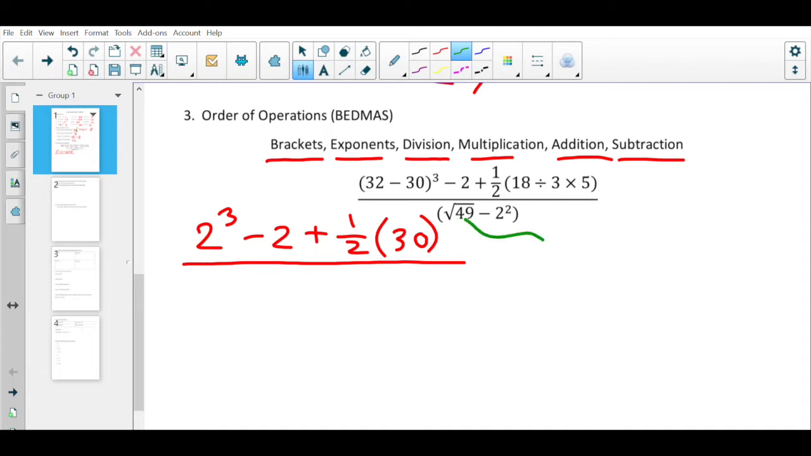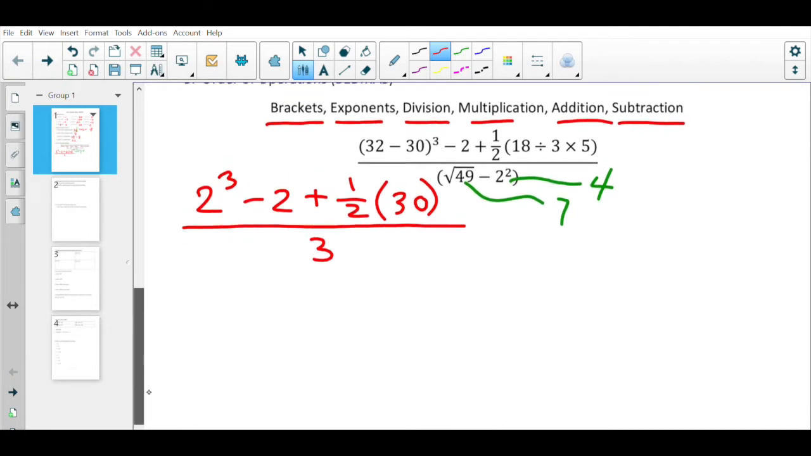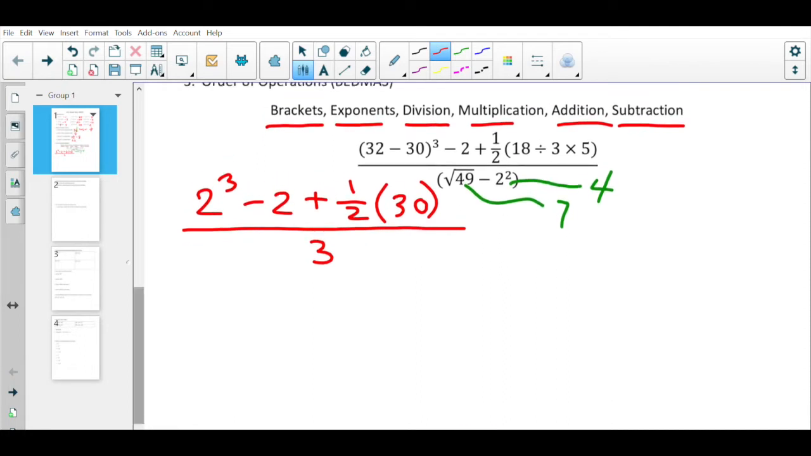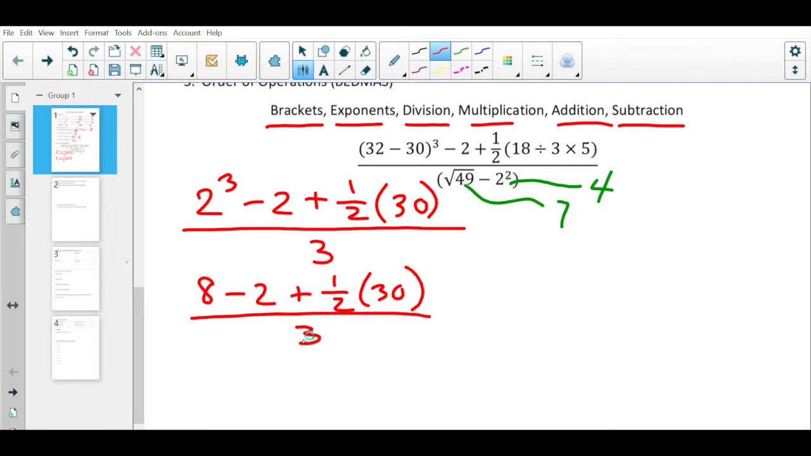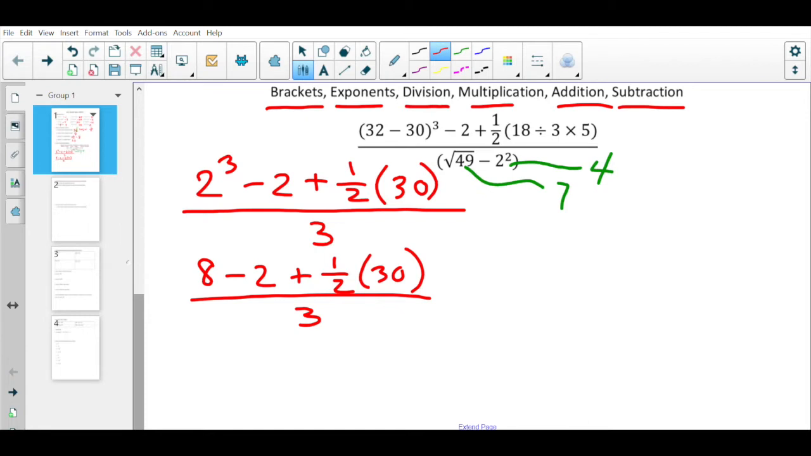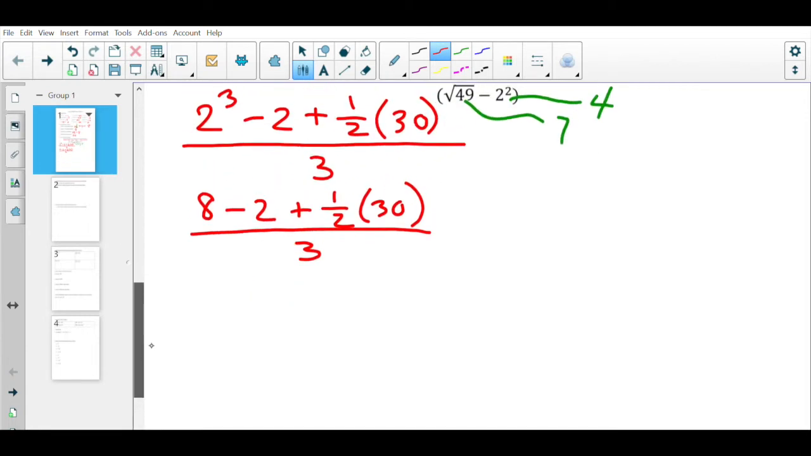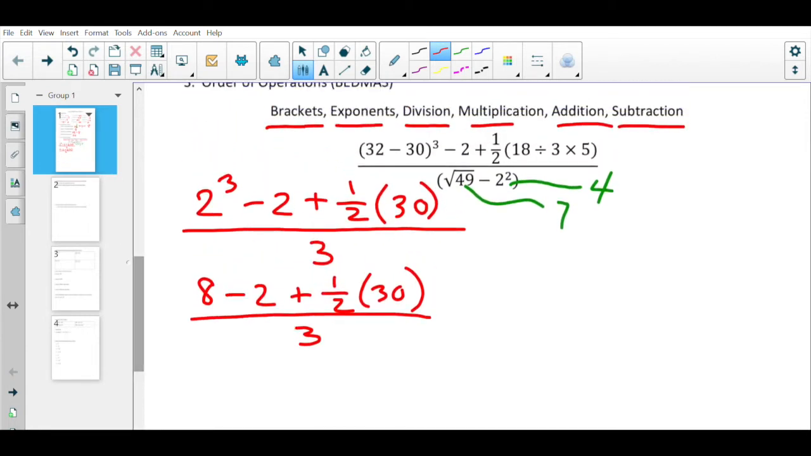And the denominator, square root of 49 is 7, and 2 squared is 4. So 7 minus 4 is 3. That's what we have so far. Brackets, exponents. Do we have exponents? Yes, we do. 2 to the third. So that's 8 minus 2 plus 1/2 times 30 over 3. As you can see, I like to do one step at a time so you keep everything in line so we don't miss anything. Brackets, exponents, no more exponents. Do we have division and multiplication?